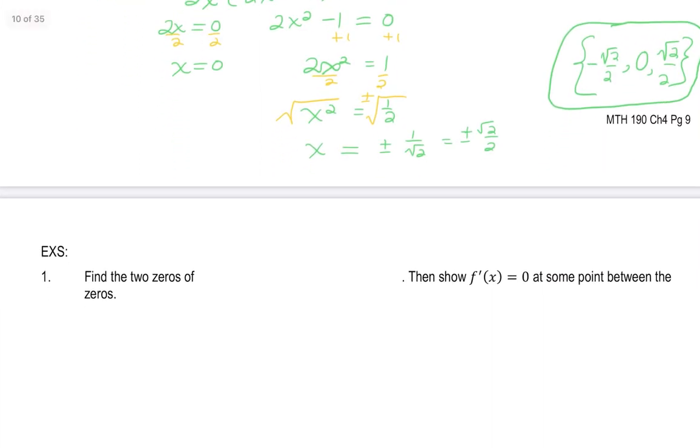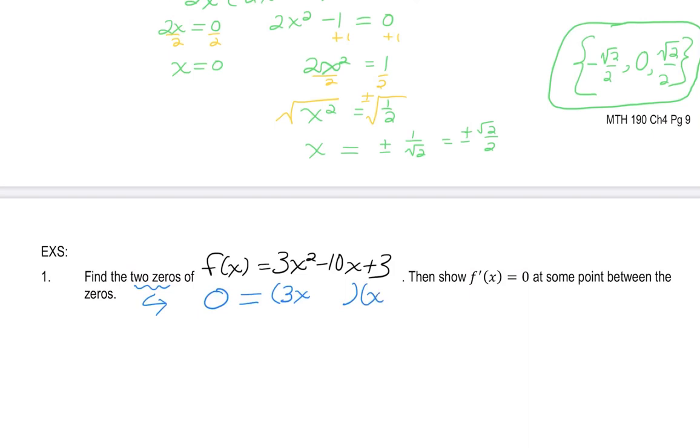So this one says find the two zeros of f of x is equal to 3x squared minus 10x plus 3, and then show that f prime has to equal 0 at some point in between those zeros. Well, finding the zeros, or the x-intercepts, however you like to think about that, just means you're subbing in 0 for y and solving for x. Now, if you're not so hot with your factoring, you may want to use the quadratic formula here, but be able to solve this by hand.